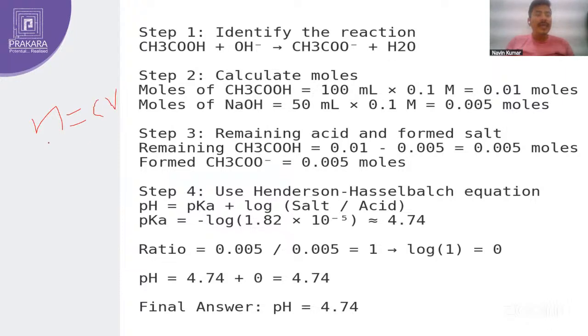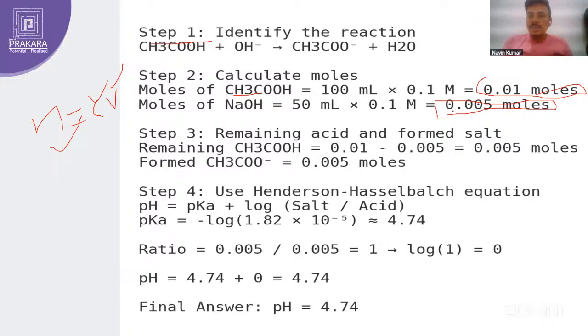So here n is the moles, C is the concentration, and V is the volume. Step one was to identify the reaction. In the second step, we will calculate the moles. With the help of the given data, we can calculate that there is 0.01 moles of acetic acid and 0.005 moles of NaOH. So when we add these both, what will happen?